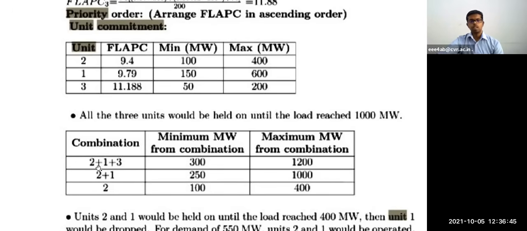Next, 2 plus 1. 2 plus 1 is 100 plus 150, which is 250 megawatt. Next, the maximum combination is 400 plus 600. So that combination is 1000 megawatt. Next, the combination is 2, the second generating unit alone. So that is 100 and 400 megawatt.